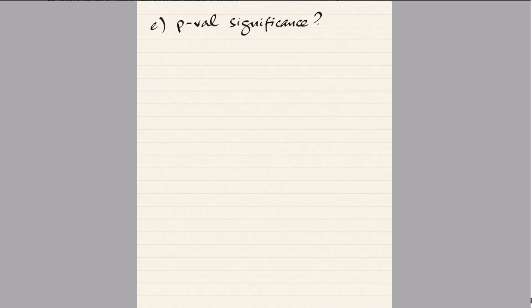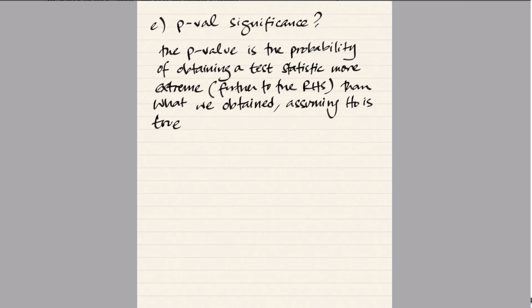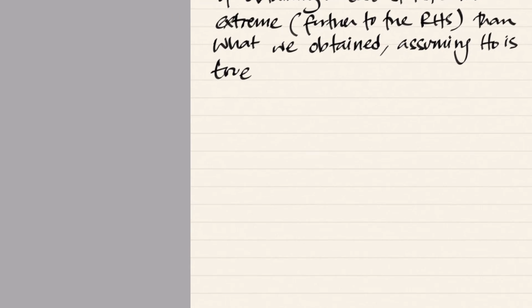It's asking again, what's the significance of the p-value? So let me jot that down. So again, the p-value is the probability of obtaining a test statistic more extreme, or in this case, further to the right-hand side (that's what RHS is short for) than what we obtained, assuming that the null hypothesis is true. Let's see what's next.